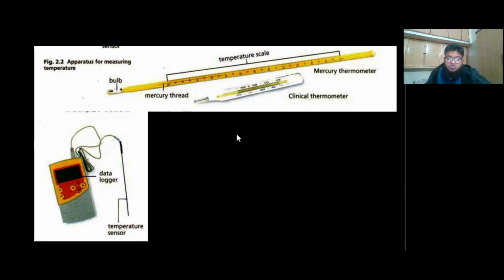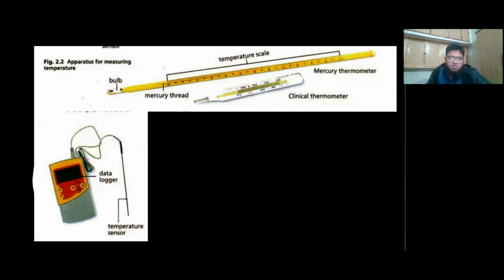So if I were to ask you to compare the clinical thermometer with the mercury thermometer in labs, how are you going to tell? The very first thing that you need to notice about them is their temperature scales. The temperature scale of a laboratory thermometer is way larger or way longer than the clinical thermometer. So that in fact tells us that the laboratory thermometer can measure a temperature over a wider range as compared to a clinical thermometer.